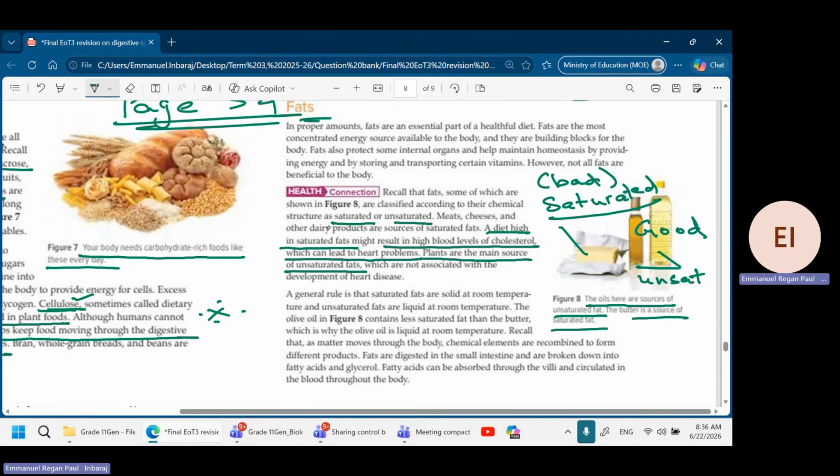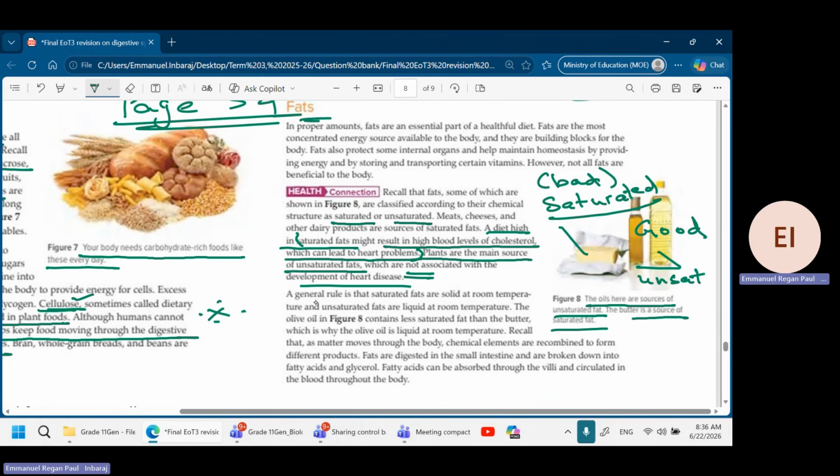So remember, saturated fat may lead to heart problems. Unsaturated fat is not associated with heart disease. Remember this: saturated fat is bad, it may cause heart problems, but unsaturated fats are good. They are not associated with heart diseases.